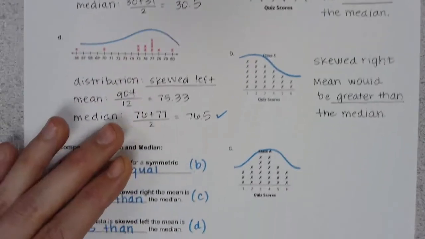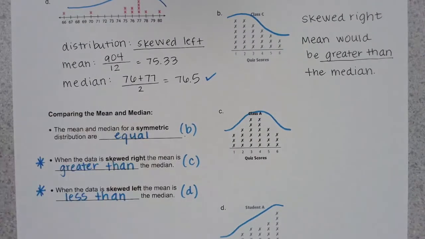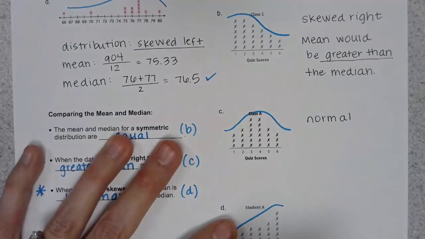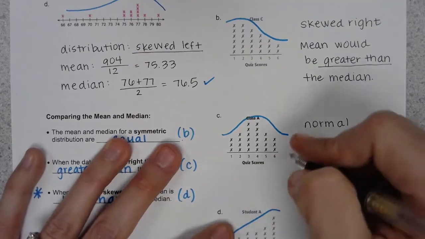In example C, the distribution is normal, which you can also call symmetric. And so in this example with a normal distribution, again referring back to the previous notes, you would expect the mean to be equal to the median.